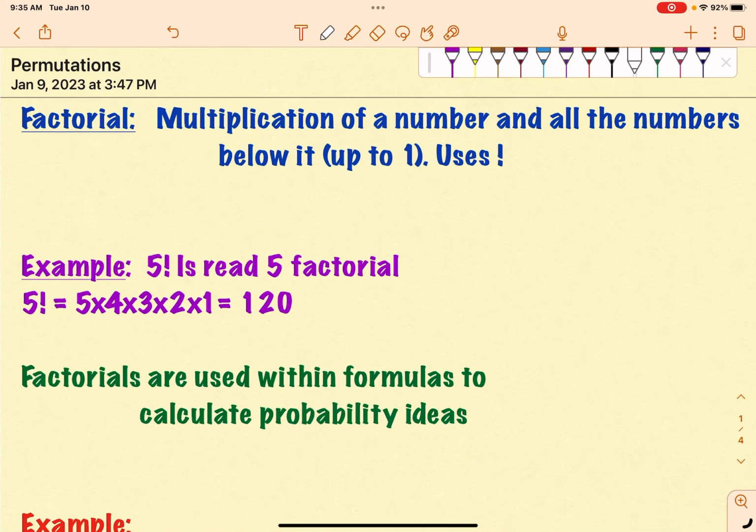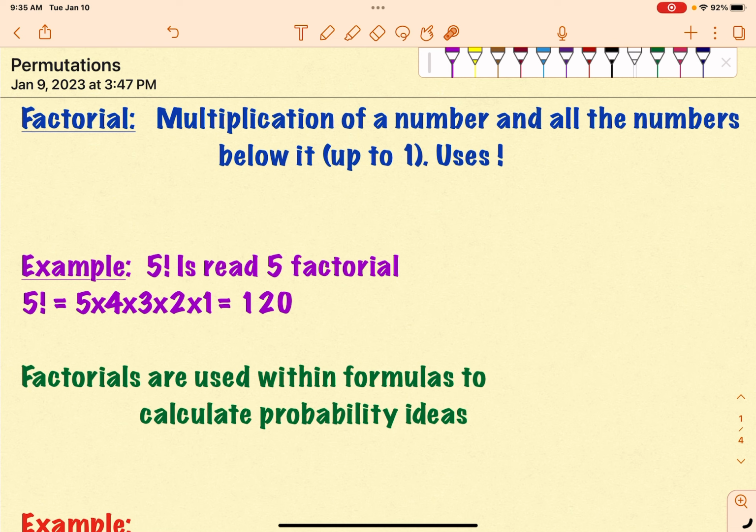Hi guys, today we're going to talk about permutations. But to be able to talk about permutations, we actually have to talk about an idea called factorial first. So when I have a factorial, that means that I multiply whatever number they give me and all the numbers that are below it up to 1.